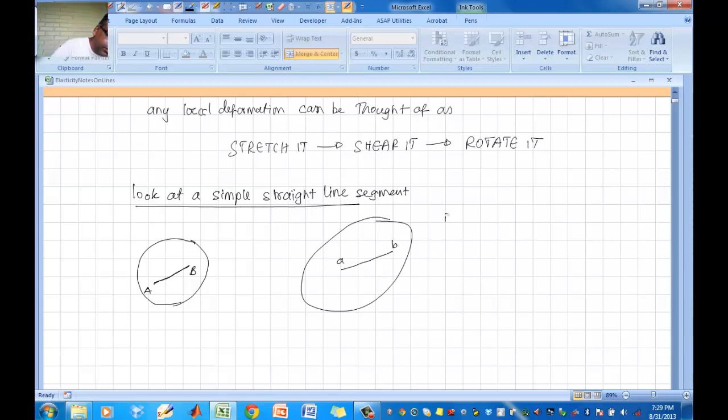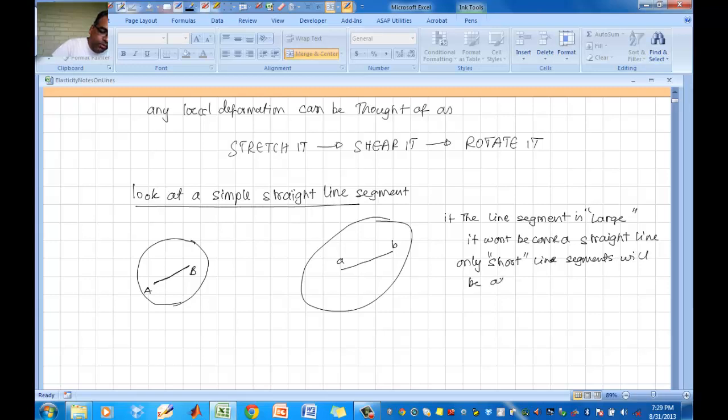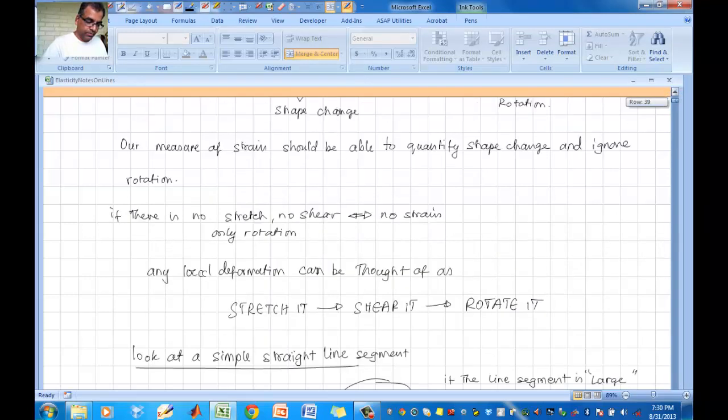Please remember, if the line segment is large, it won't become a straight line. Only short line segments will be almost straight. The shorter, the straighter. This is what I want you to remember, okay? Only short line segments will remain straight, the shorter the straighter. So what we are going to do, let me move this down a little bit. Oops. There you go.